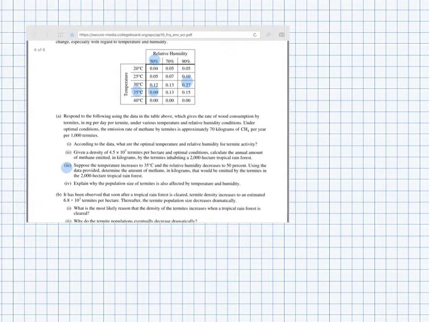And so what we're looking to find is the percent change within this same productivity. We're just going to basically take a percentage of that. So in our original problem, we calculated that there was 6.3 times 10 to the 9th kilograms of CH4 produced per year for those 1,000 termites. And we're going to figure out what percentage of that we would need to calculate.